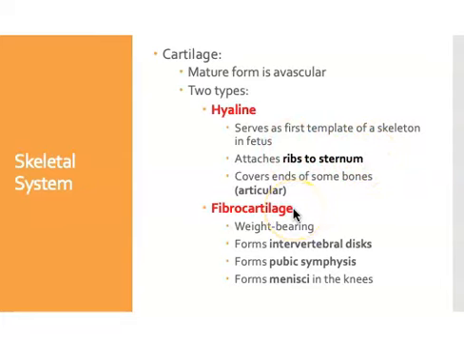Fibrocartilage is very different. Fibrocartilage has a very different look to it. Instead of appearing glassy, it has a much more textured look to it. Fibrocartilage is a weight-bearing type of tissue. You can find it in intervertebral discs, the discs that sort of cushion the vertebrae around the spinal cord. It forms the connections of the pelvis that is called the pubic symphysis, and it's part of the knee joint. It forms what are called the menisci inside the knee.